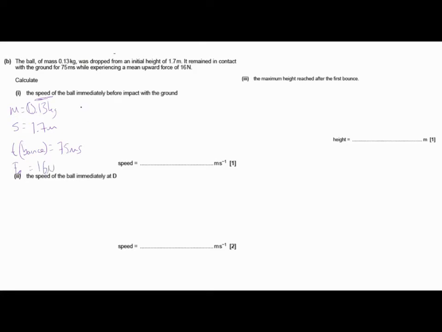So what information here can we use to work out the speed before impact? So it's before impact with the ground. So it's a ball that's simply moving down. So this is a big clue. It's going to be SUVAT with constant acceleration. So S is 1.7, U is 0, the initial velocity, V is what we're trying to work out, and acceleration is due to gravity. So obviously 9.8. So what equation links these things together? V squared equals U squared plus 2AS.